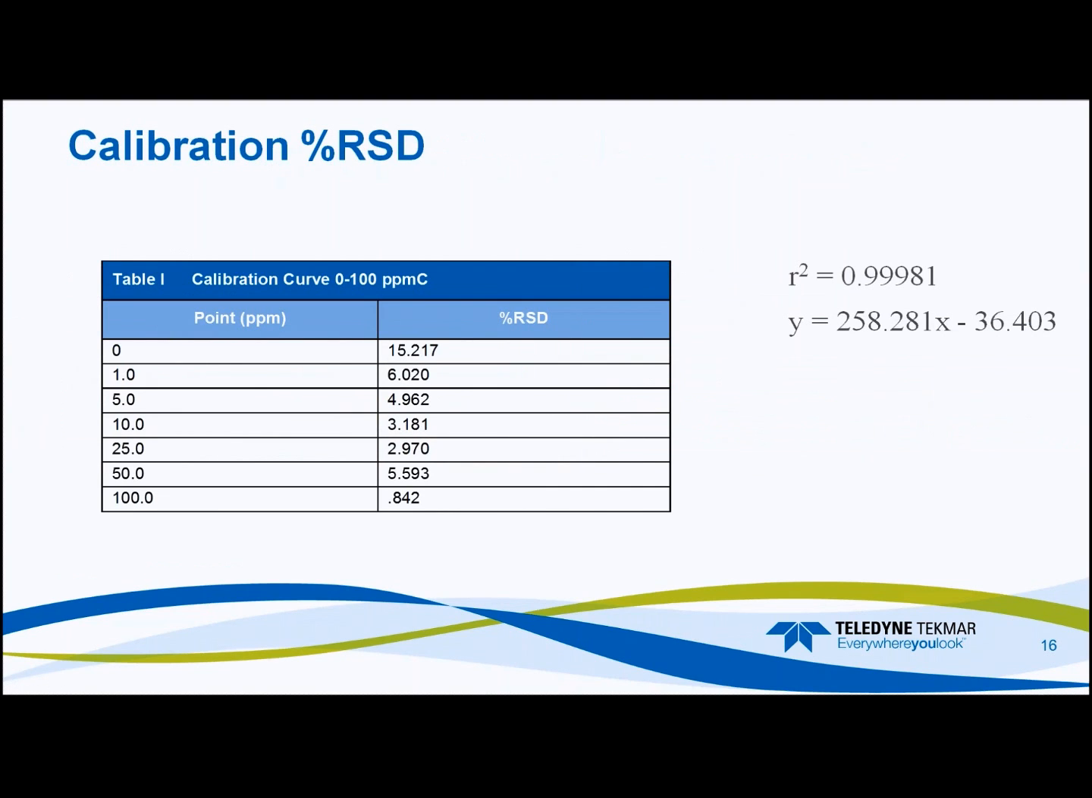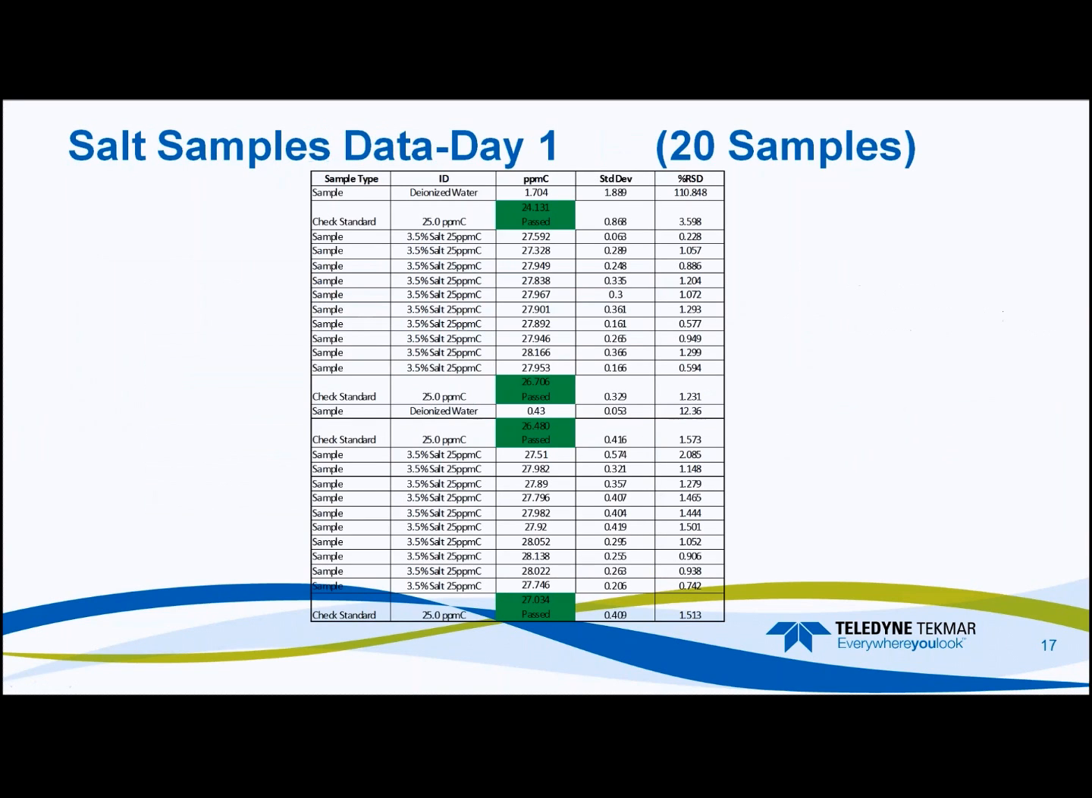So initially, this was the calibration curve that we ran. We ran a 0, 1, 5, 10, 25, 50, and 100. And you can see these are the RSDs over here, and we had an R-squared value of 0.999. So this is what a typical report looks like coming off of the Lodex. It prints or reports to PDF or CSV.